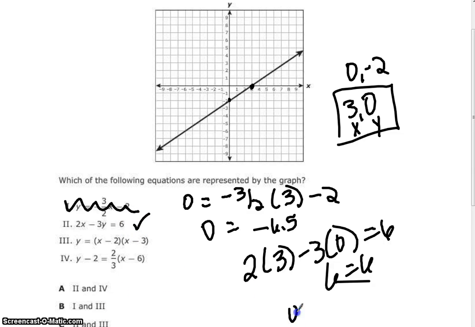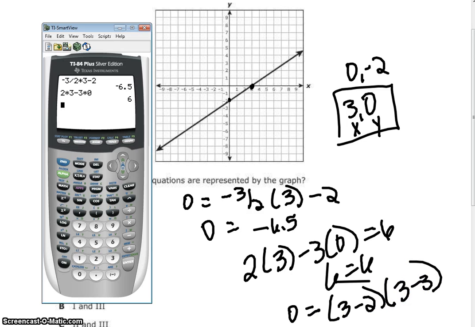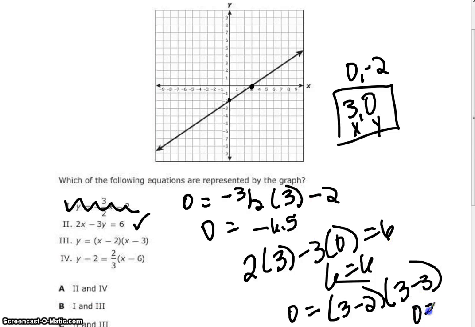Instead of y, I'm going to say 0 is equal to, instead of x, 3 minus 2, and then 3 minus 3. So at my calculator, I'm going to say open parentheses, 3 minus 2, close parentheses, open parentheses, 3 minus 3, and I get 0. Is 0 equal to 0? Yes, it is. And so this is a good equation. Then you're going to try this last one.